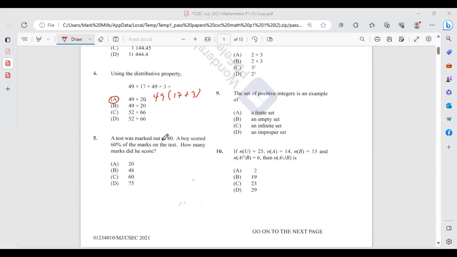Number 5. A test was marked out of 80. A boy scored 60 percent of the test. How many marks did he score? What will I do here? Sir, 60 over 100 times 80. So it'll be 60 over 100 times 80. Then we cancel and cancel. So what do we get? 48. So that's what the boy scored. Good.